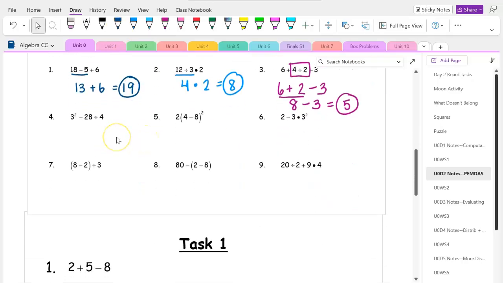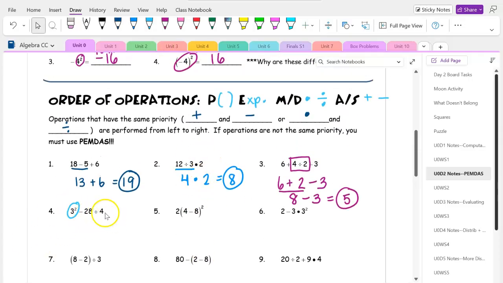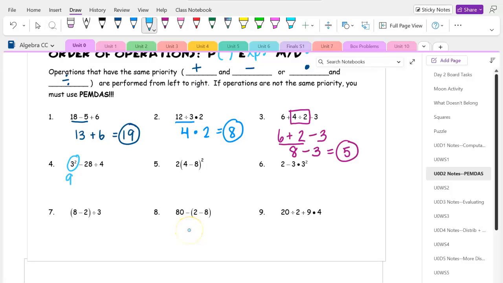Ooh, we have a 3 squared here. You can practice typing this into your calculator if you need to. This is an exponent. An exponent comes before subtraction and division, so I'm just going to do that first. 3 squared is 9. So I'm just going to rewrite all of this. Now I have subtraction and division. Division comes first. 28 divided by 4 is 7. And 9 minus 7 is 2.